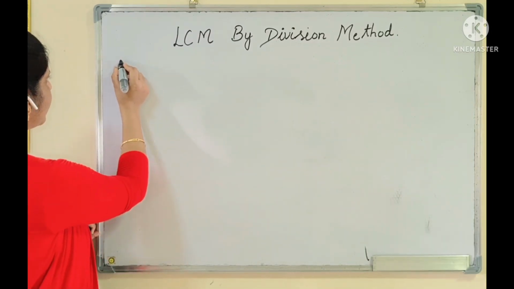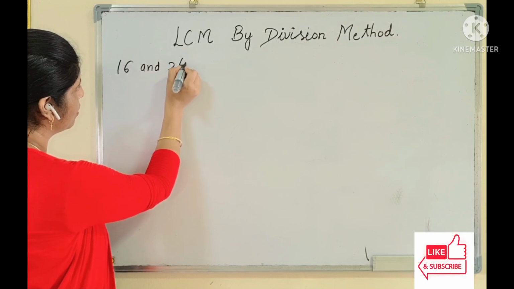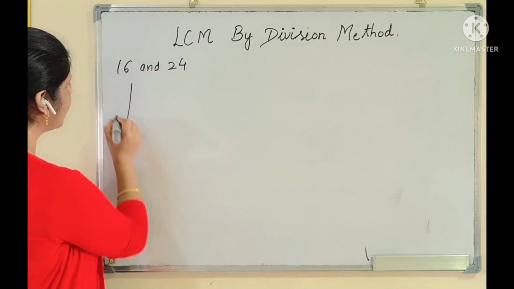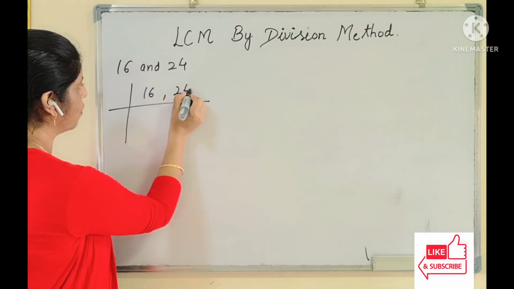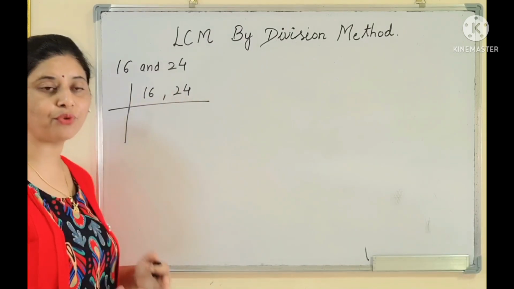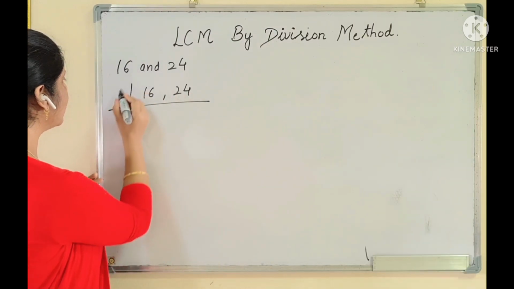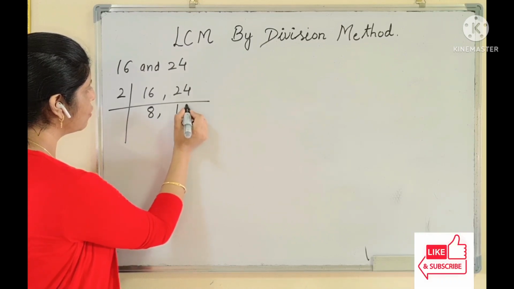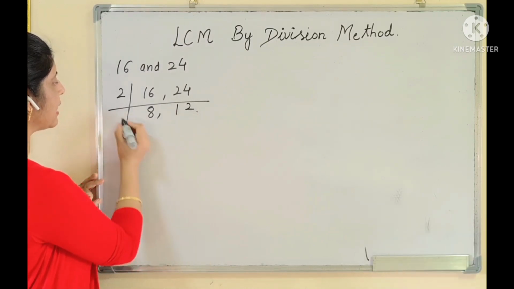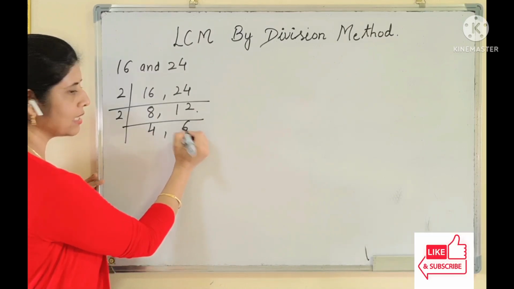Suppose we have to find the LCM of 16 and 24. First of all, we will write both the numbers together, 16 and 24. See, 16 and 24 are both even numbers, so both are divisible by 2. 2 8s are 16, 2 12s are 24. Again 8 and 12 are divisible by 2. 2 4s are 8, 2 6s are 12.